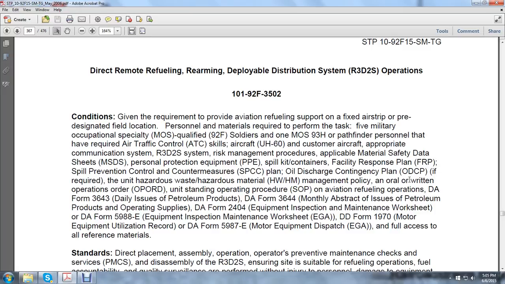Risk management procedures, applicable material safety data sheets, personal protective equipment, spill containment facility response plan, spill control and countermeasures plan, an oil discharge contingency plan if required, hazardous waste and hazardous material management policy, and/or oral or written operation orders.